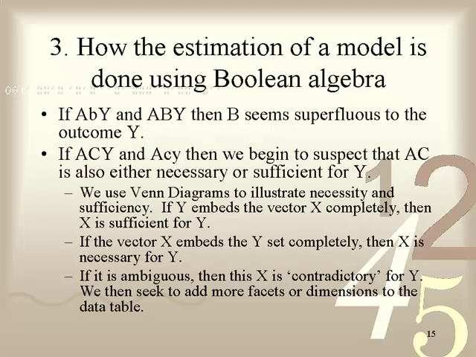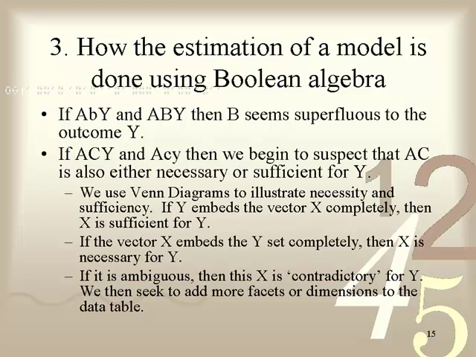Suppose we use the small letter b to represent not b, the absence of that condition b. And a capital letter means the presence of something, and Y is our outcome. Then if a not b, Y occurs, and a b, Y occurs, then b seems to be superfluous to the outcome Y for that little group of cases.